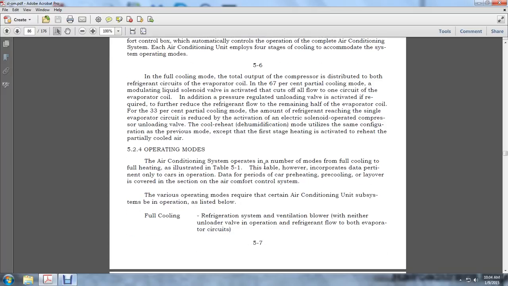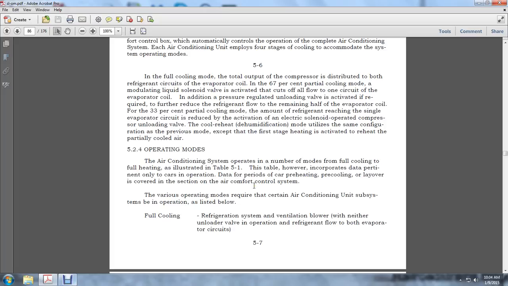5.2.4 Operating modes. The air conditioner operates in a number of modes from full cooling to full heating, all illustrated in table 5.1. The table, however, incorporates the data only for the cars in operation during the period of car heating. Preheating, pre-cooling, and layover are covered in the section Air Comfort Control System. The various operations required for certain air conditioning unit subsystems and modes of operation are listed below.